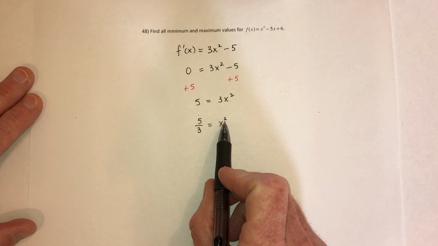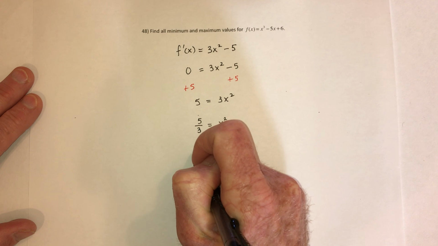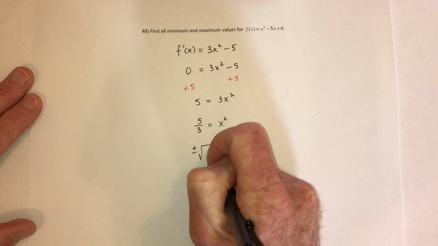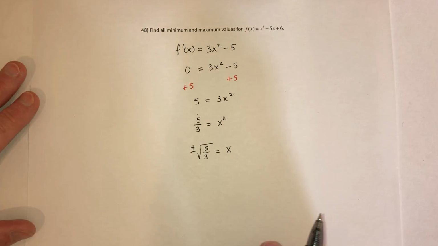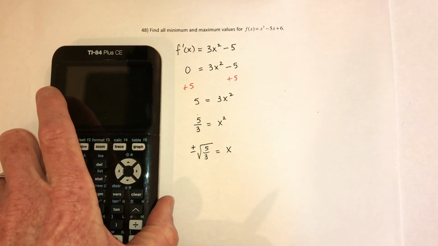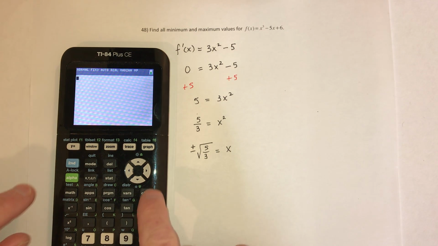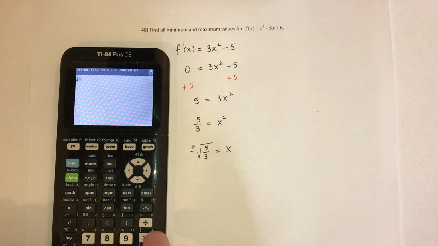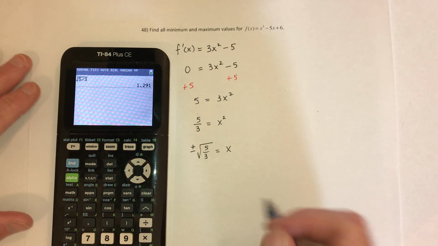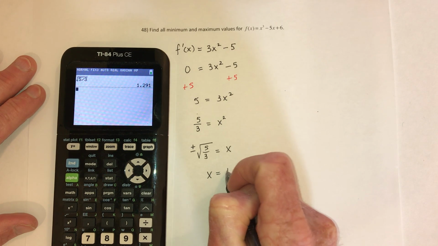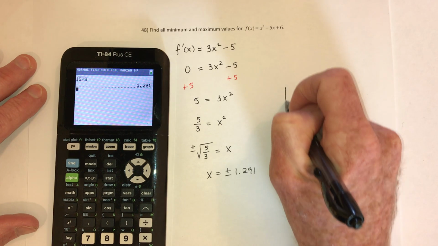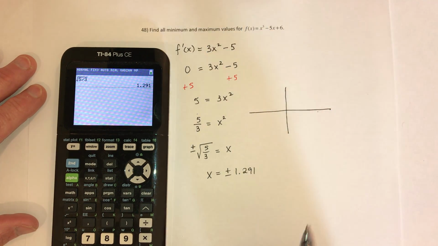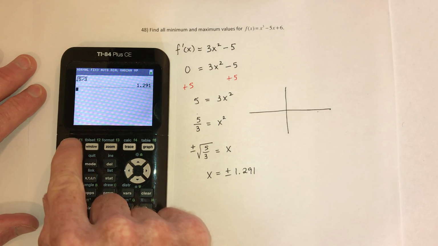Don't forget, this has two answers, and the two answers are going to be plus or minus the square root of 5/3. Or, as a decimal, the square root of 5/3, 1.291. So x equals plus or minus 1.291. And then we'll take a look at the graph and find out the actual points.